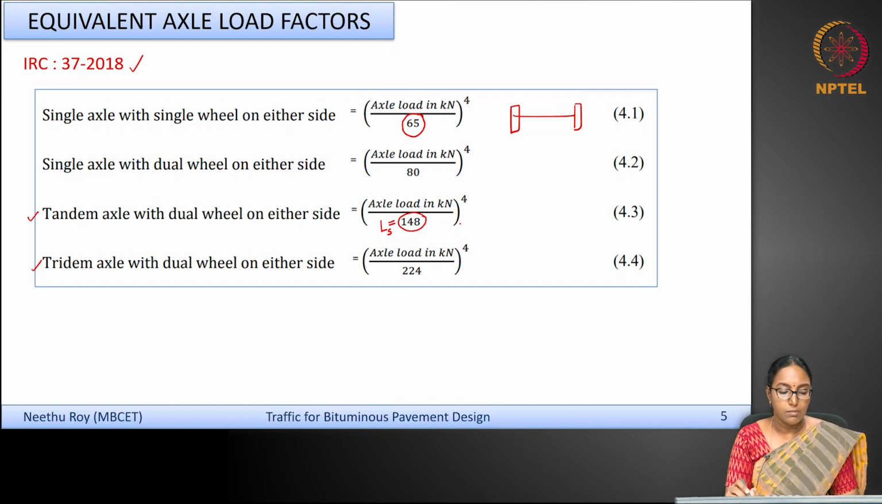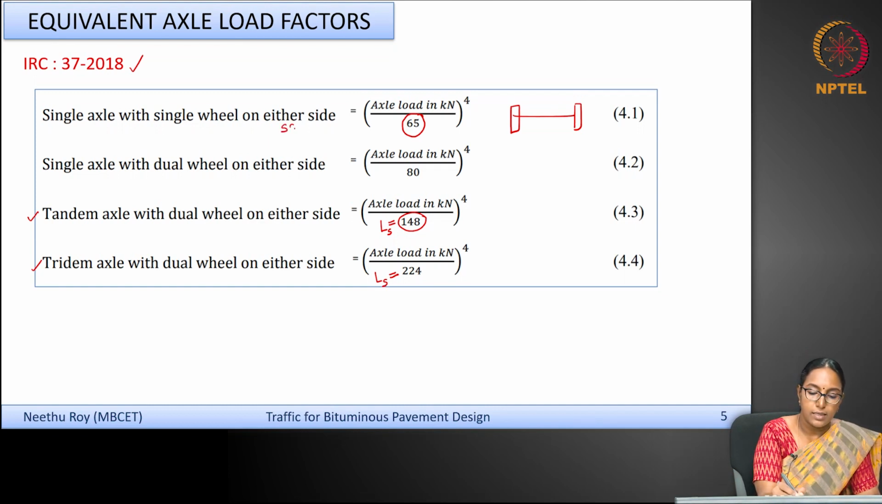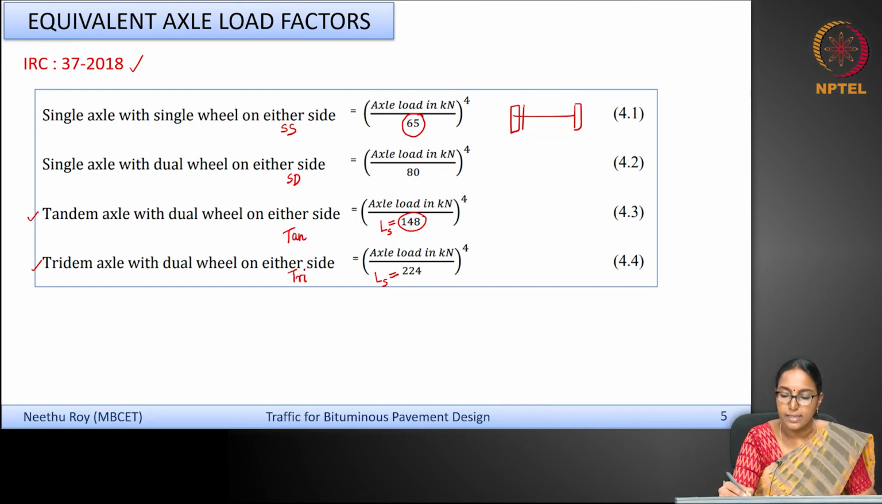Okay. So similarly, for a tridem axle, the equivalent or standard load is given as 224 kilonewton, so that the equivalency factor can be determined as the axle load in kilonewton, the axle load in question, divided by 224 raised to 4. So these are the equivalent axle load factors given in IRC 37 to convert a single axle single wheel, a single axle dual wheel, a tandem axle and a tridem axle to an equivalent single axle dual wheel assembly like this.